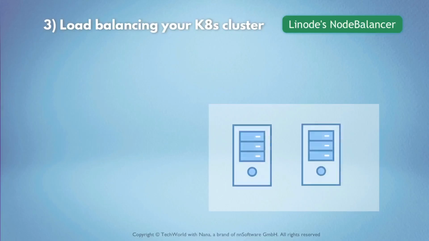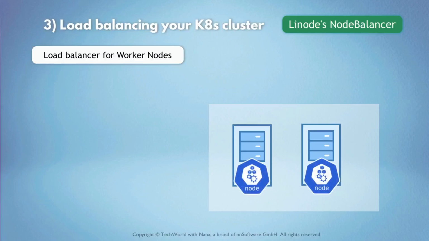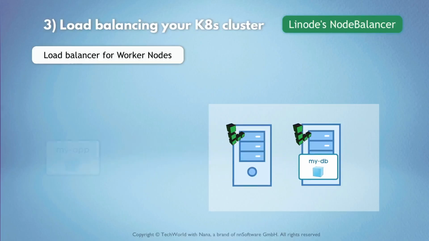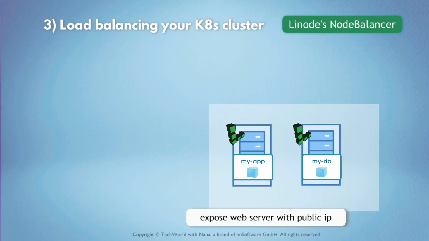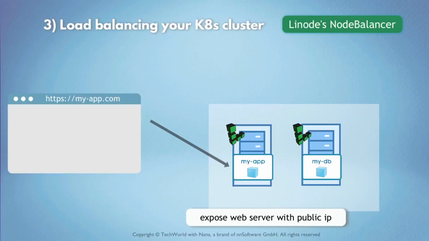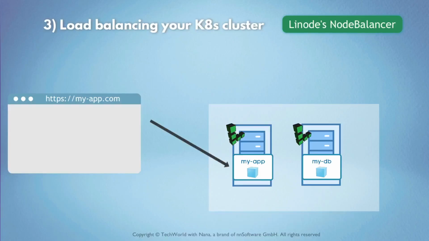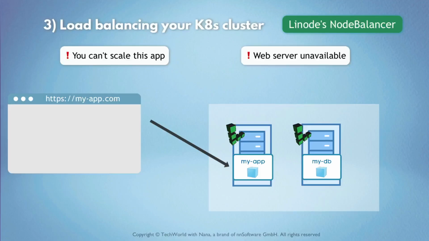Linode's node balancer is, as the name says, a load balancer for your worker nodes, where nodes are the Linode server instances. So say you have 2 Linode instances, one runs a database application, another runs a web server. And you expose the web server using a public IP address. So browser can send requests directly to the web server. The problem is you can't scale this application. If you suddenly start getting a lot of traffic, your web server will become a bottleneck. Also, if you make changes to the web server, like reboot it, reconfigure it, etc., your application becomes unavailable.